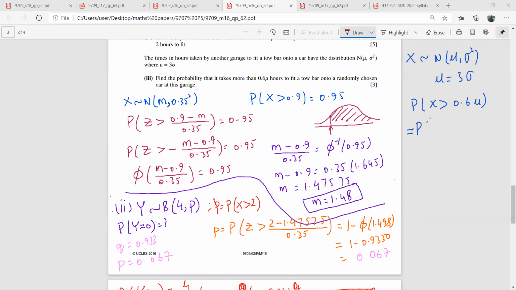Just standardize this. Z is going to be greater than 0.6 mu minus the mu here, okay? And over the standard deviation, which is sigma here, okay? So this is the probability, and it says mu is basically 3 sigma here. Let's simplify this first. This is going to be minus 0.4 mu, and instead of mu, I'll be writing 3 sigma here, okay?